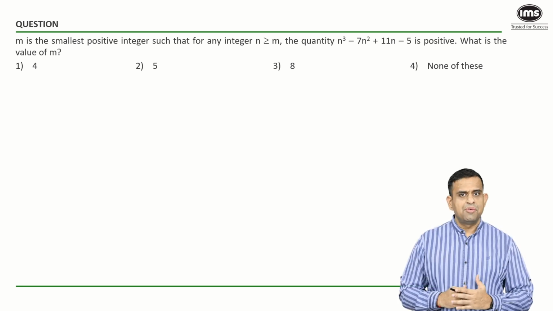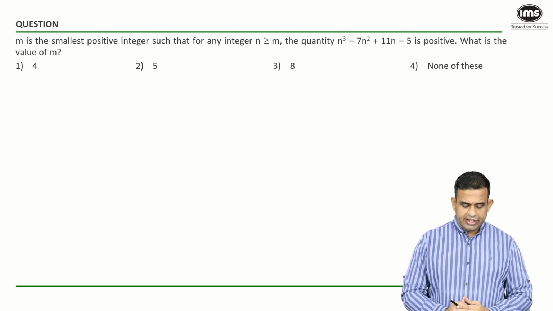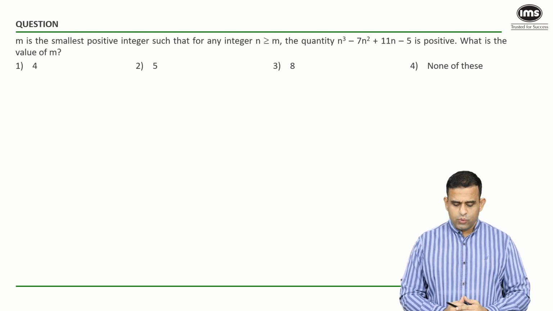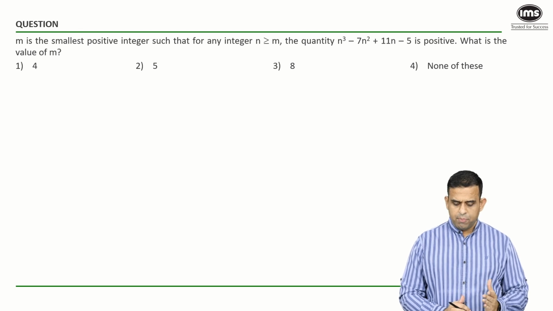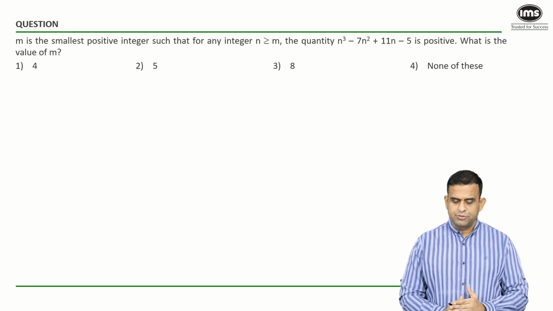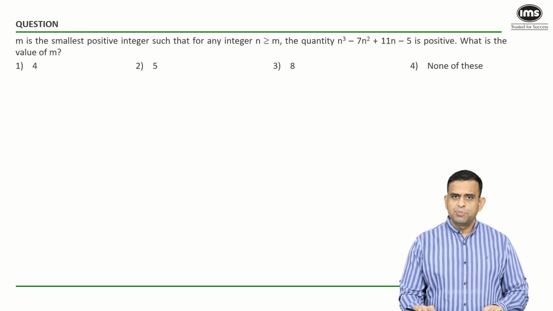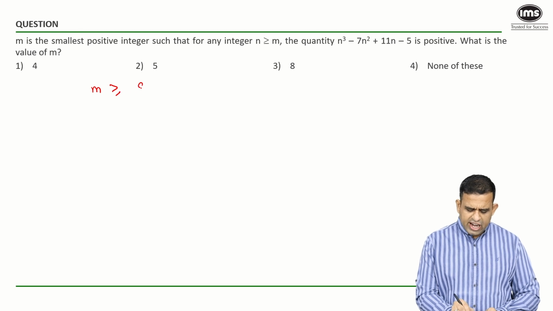The next sum which we have is a nice question, and the sum goes like this. m is the smallest positive integer such that for any integer n, where n is more than or equal to m, the quantity n cube minus 7n square plus 11n minus 5 is positive. What is the value of m over here? So now in this particular case, understand first of all, if I want n to be, let's say, more than or equal to some number, 8, let's say.